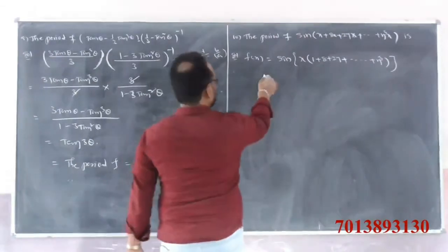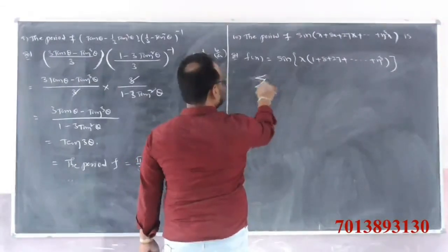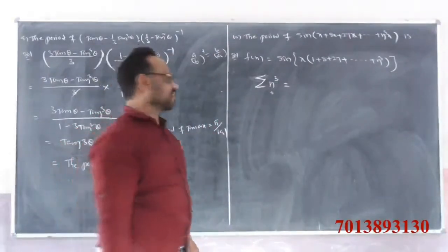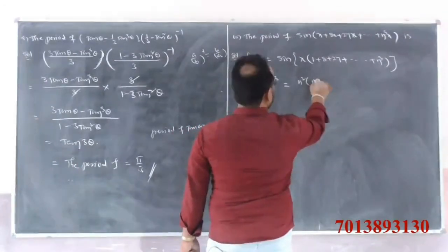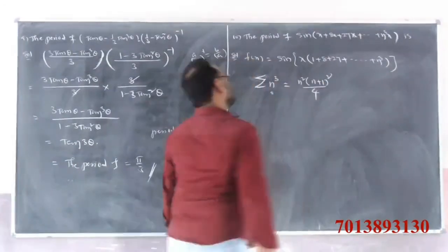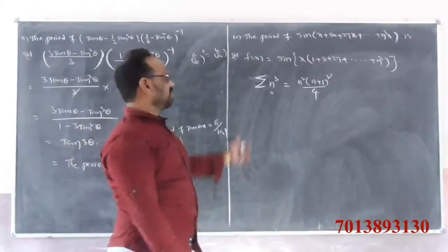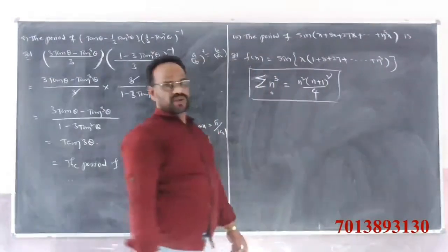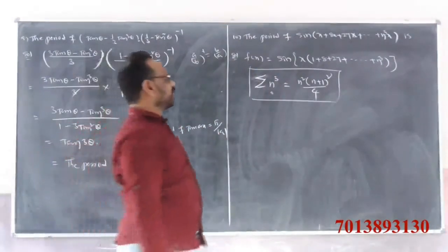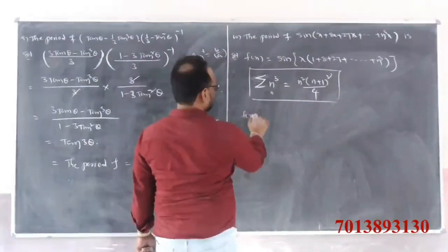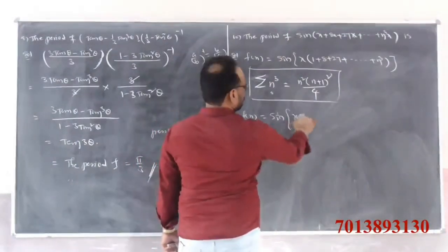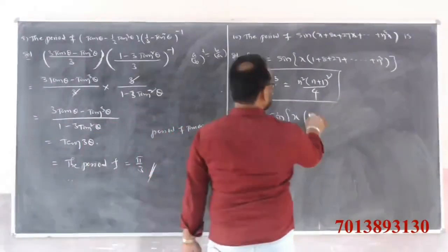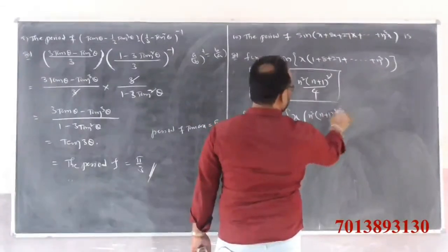Already we know that the sum of the cubes of the first n natural numbers is clearly n square into n plus 1 whole square by 4. The sum of the cubes of the first n natural numbers is n square into n plus 1 whole square by 4. So this can be written as f of x is equal to sin of x into 1 plus 8 plus 27 plus and so on plus n cube, which can be written as n square into n plus 1 whole square by 4.